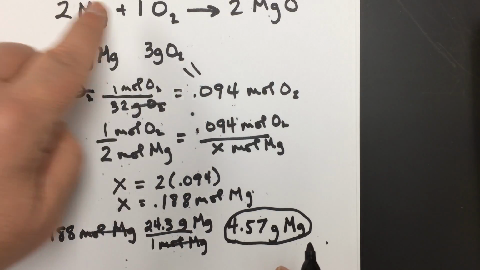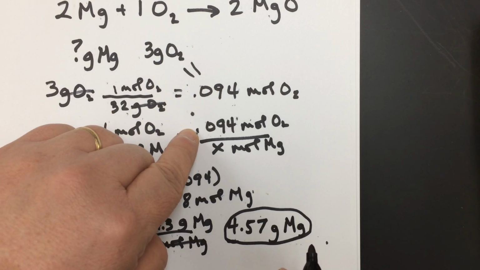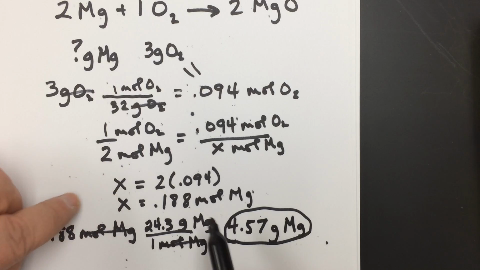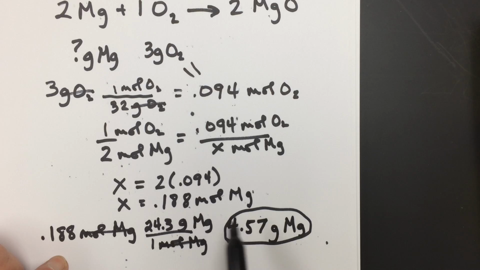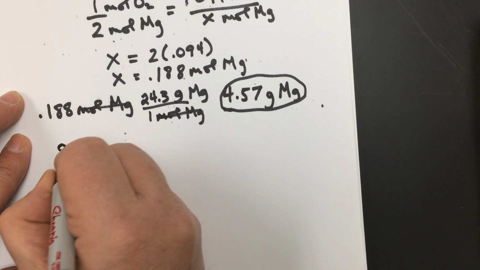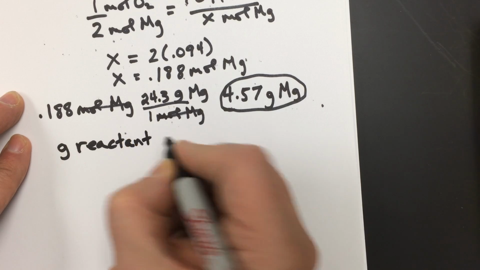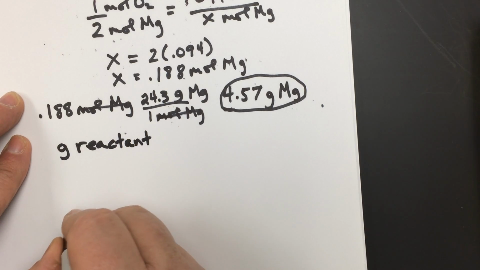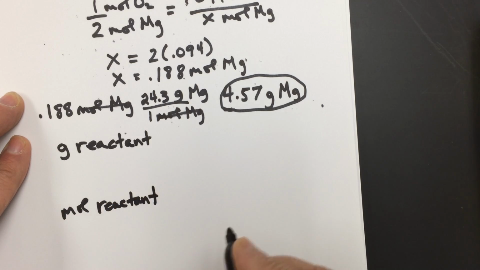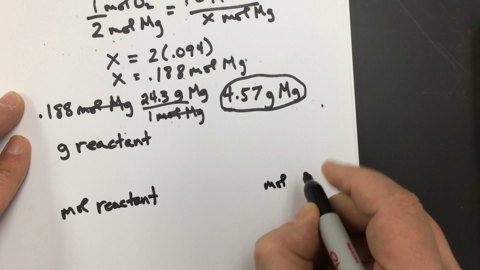Once I had moles, I went through the relationship oxygen to magnesium 1 to 2. Moles of oxygen 0.094 to I don't know. Solved it. Now I'm in moles, and now I have to go from moles through the periodic table to get to grams. So you're always going to go from grams of reactant or grams of whatever you were given, into moles. We'll call it the reactant. Okay, and then from moles of reactant into moles of product.